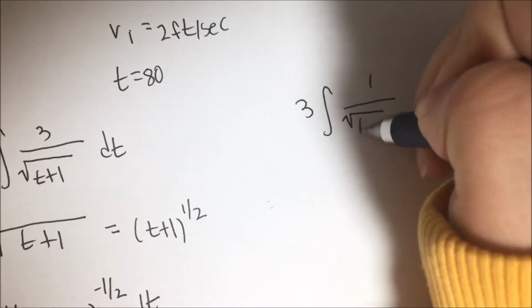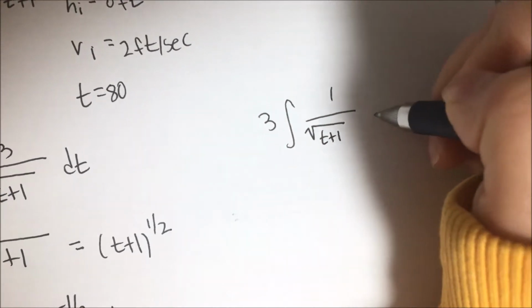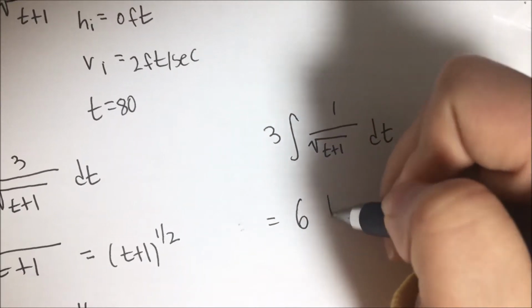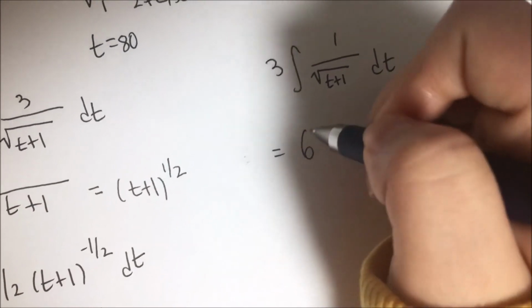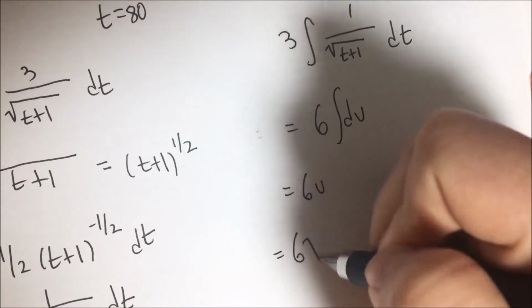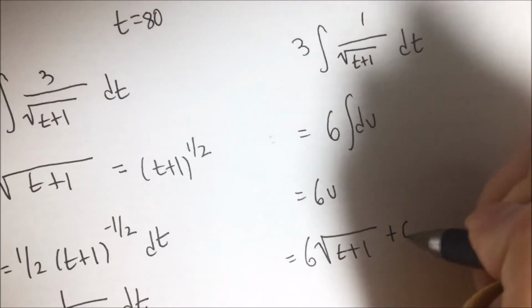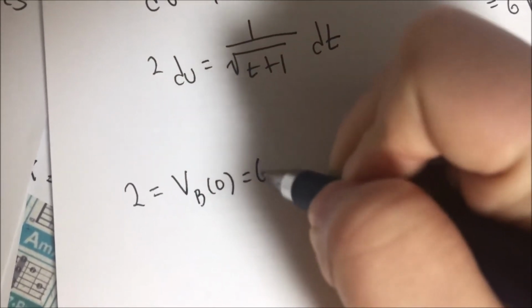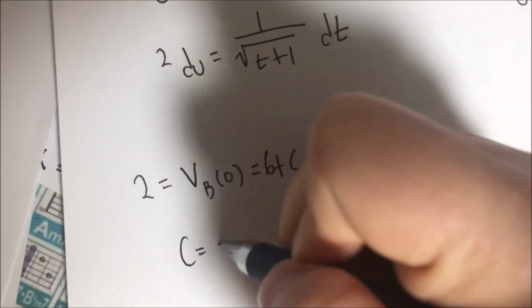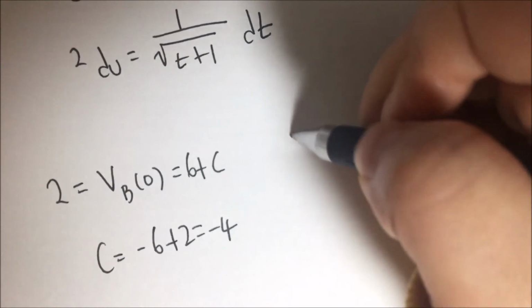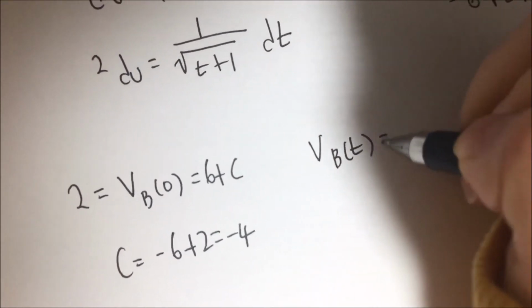So if you substitute in du and u, it will give you 6 integral du, which gives you 6u. If you plug back in u, it will give you 6 square root of t plus 1 plus c. Now we want to figure out what c is. So we set 2 equal to 6 plus c, where 2 is vB of 0. And then if you calculate for c, it will turn into negative 4.